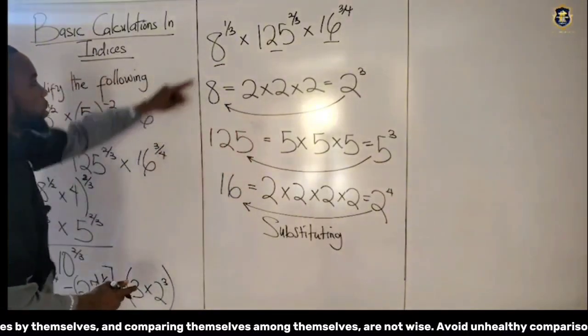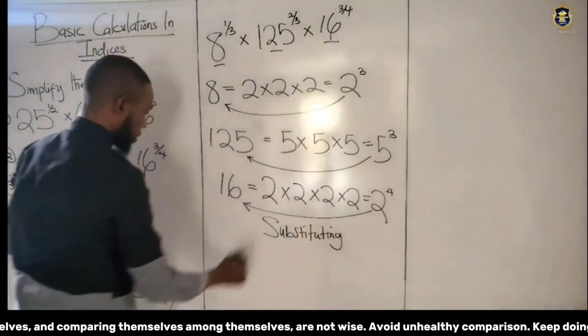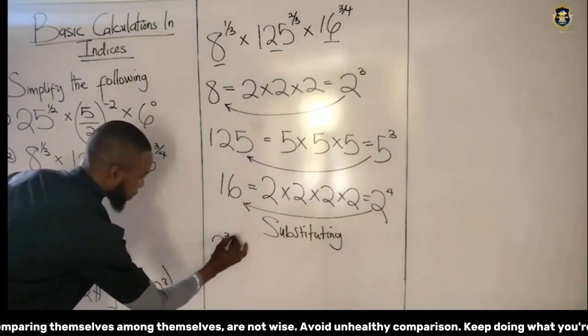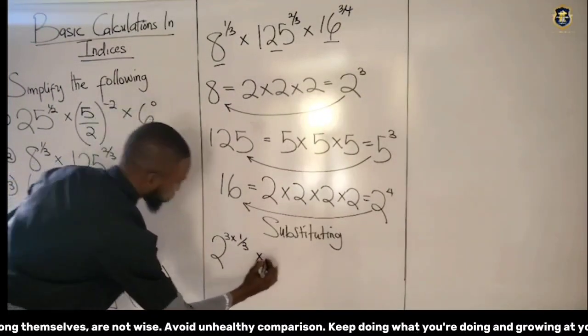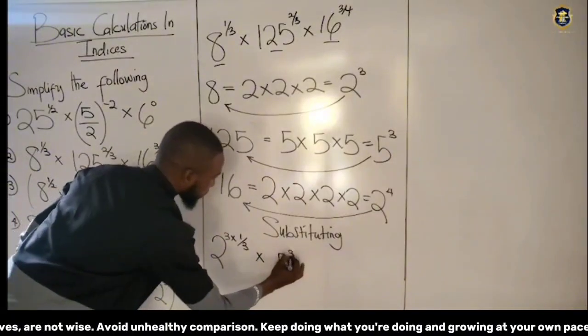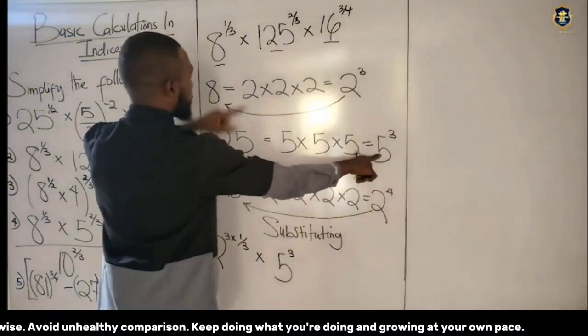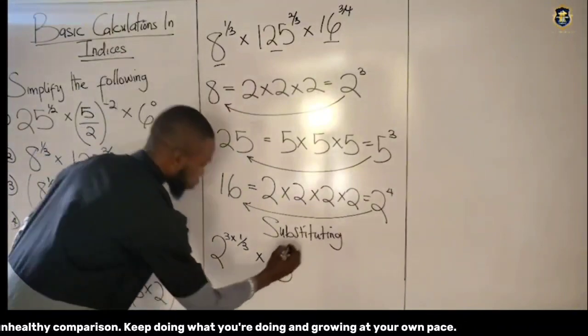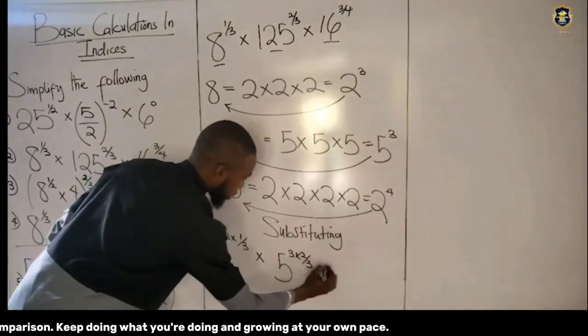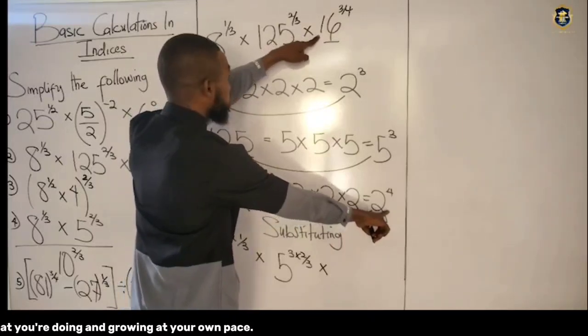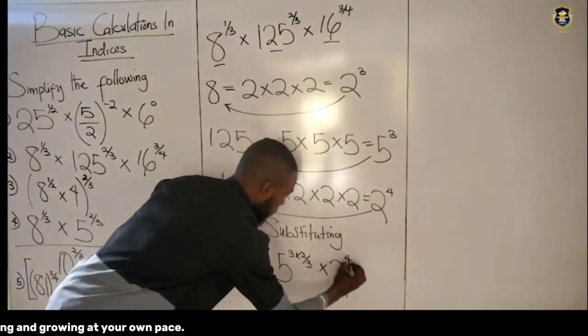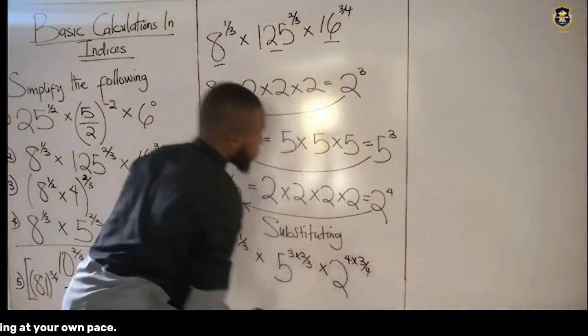By substituting, instead of 8, we'll be having 2 raised to the power of 3. That's 2 raised to the power of 3 times what? 1 over 3, times what else? 5 raised to the power of 3. Instead of 125, we'll have 5 raised to the power of 3 in this place, times 2 over 3, times, instead of 16, the substitution 2 raised to the power of 4, 2 raised to the power of 4 times 3 over 4.